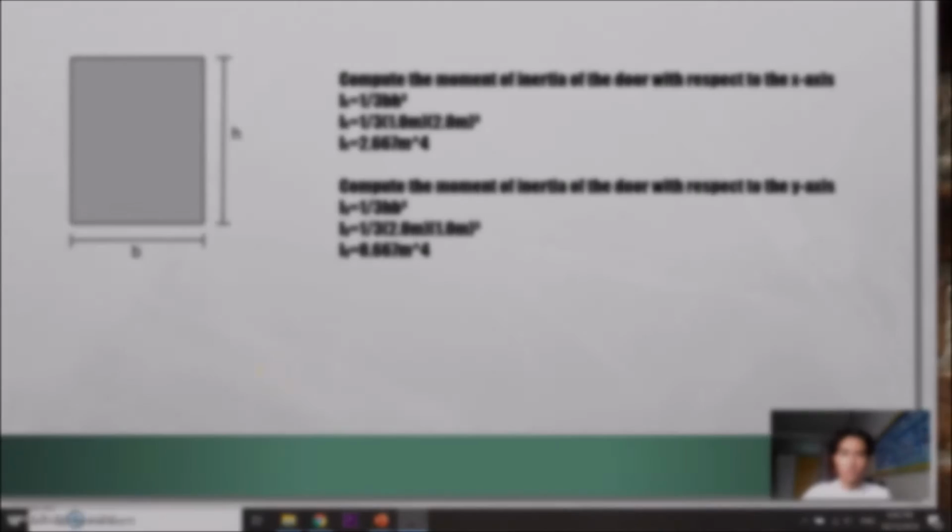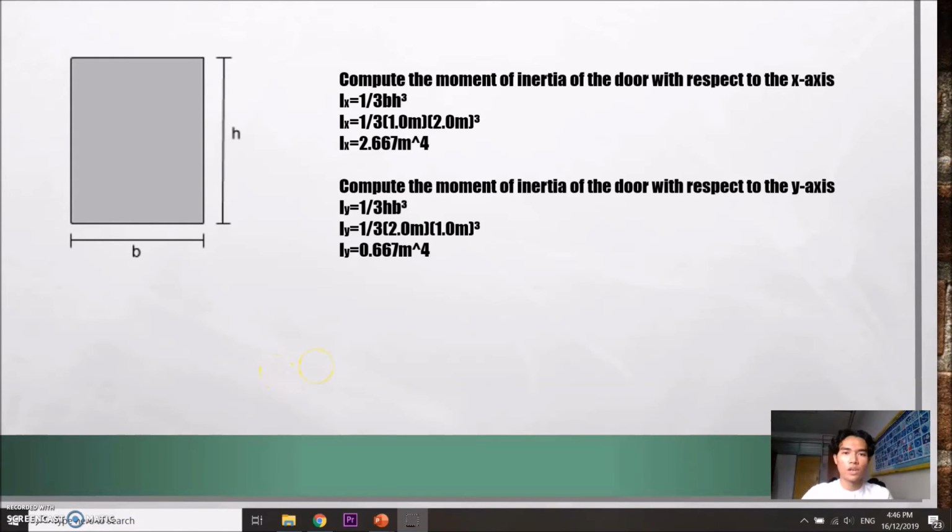Assalamualaikum warahmatullahi wabarakatuh. My name is Muhammad Hafiz Muhammad Zakwan. Now we will talk about moment of inertia. The question is: compute the moment of inertia of the door with respect to the x-axis. The formula is Ix equals 1/3 bh^3.